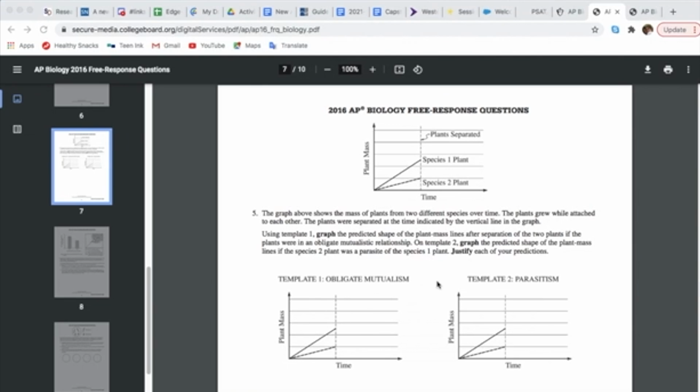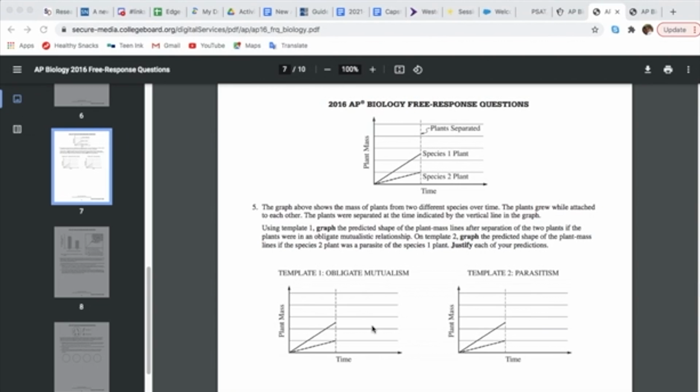So that's right here. On template 2, right here, graph the predicted shape of the plant mass lines if the species 2 plant was a parasite of the species 1 plant. Just write each of your predictions. So we get a point for graphing this one, we get a point for graphing this one, and then we get a point for justifying both.